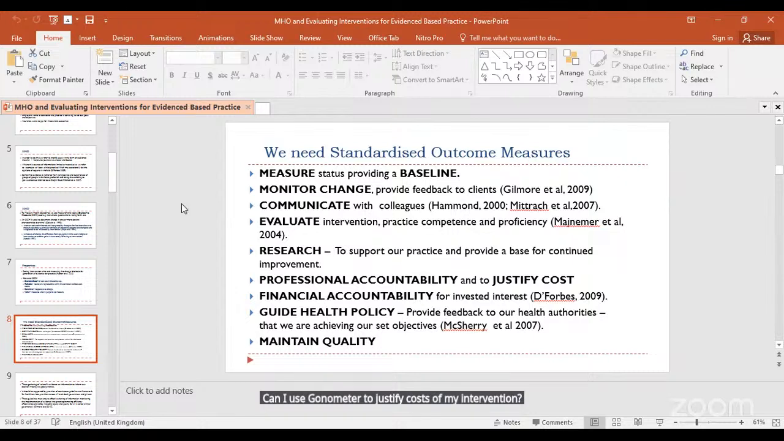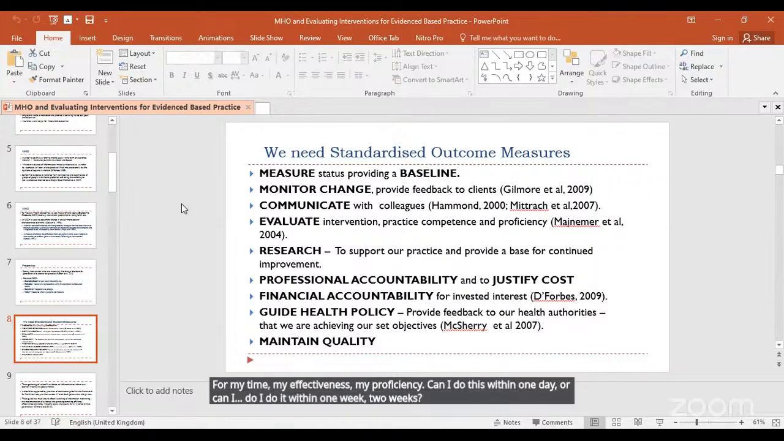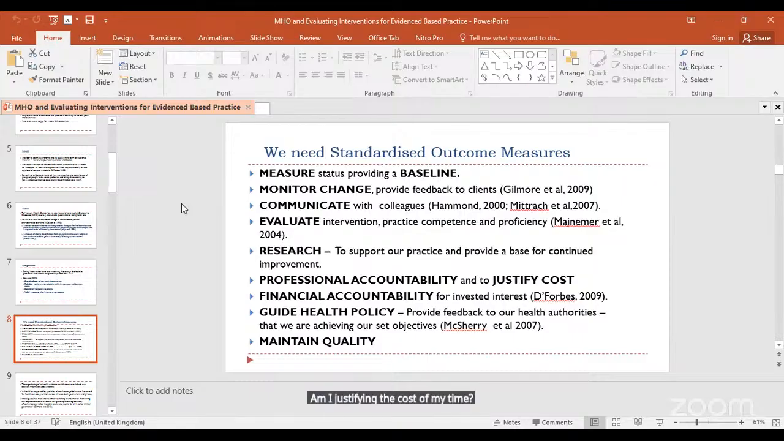Like, how long does it take me to move from a range of 30 degrees to a range of 60 in the knee? What effort did I put in? Can I justify the cost from 30 to 60? Not just for the change, but rather I'm putting in cost now for my time, my effectiveness, my proficiency. Can I do this within 1 day, or do I do it within 1 week, 2 weeks? Am I justifying the cost of my time using this same tool?